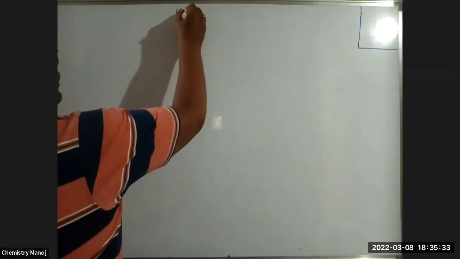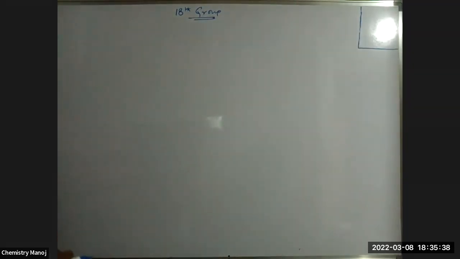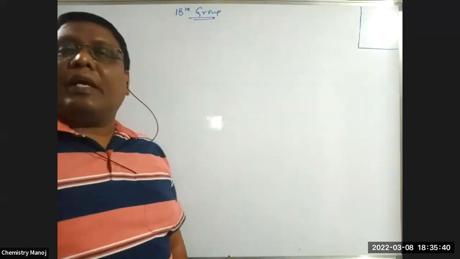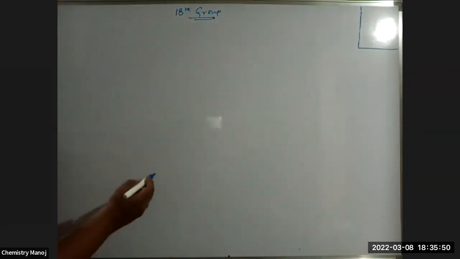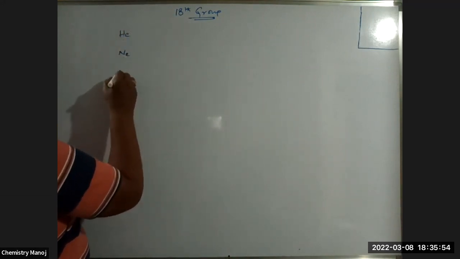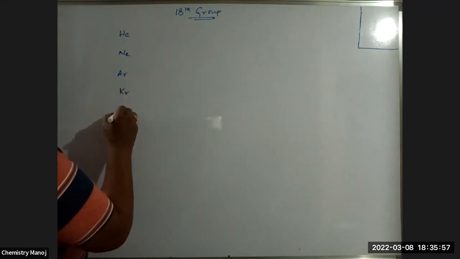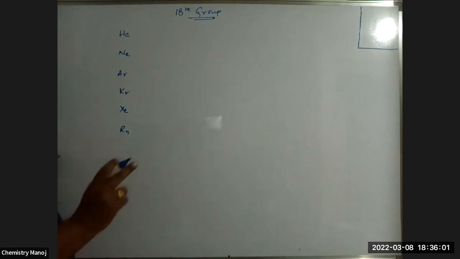It is 18th group. Nothing but noble gases. And boys, these are the elements present in the 18th vertical column of the periodic table. That is 18th group elements. What are those elements? That is helium, neon, argon, krypton, xenon, radon. These are the six elements present in the 18th vertical column of the periodic table. So that's why these elements are called 18th group elements.